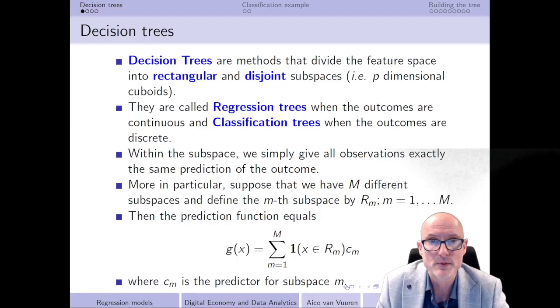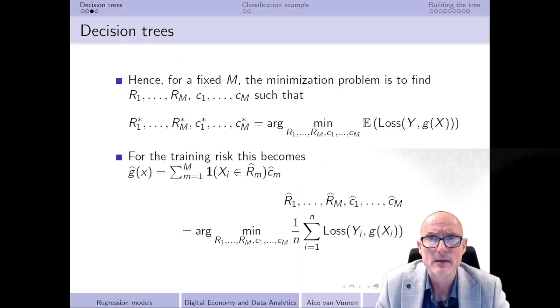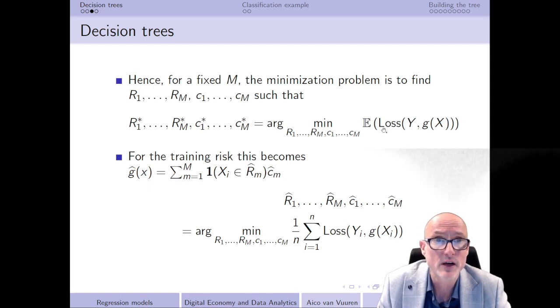for any subspace. So that means that the minimization problem that we are going to have here in supervised machine learning is to find R1 to Rm and C1 to Cm, which we could denote by R1 star to Rm star and C1 star to Cm star, that is going to minimize the risk function. And remember that the risk function is always equal to the expected loss with respect to this y and g(x) that we have over here.